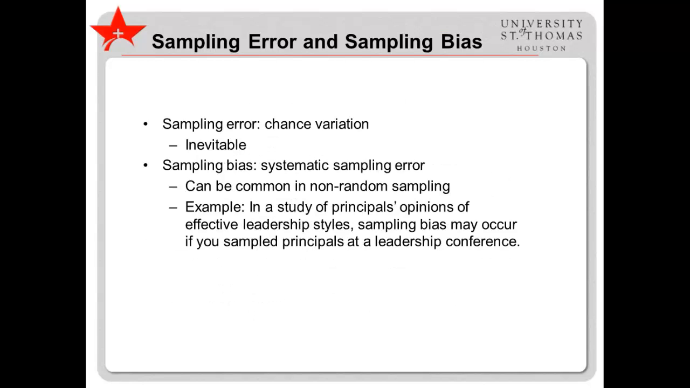Sampling error is chance variation that occurs when a sample does not represent the population. Sampling error is inevitable, as a sample can never match a population exactly. Sampling bias, however, is systematic sampling error. Bias, although unintentional, can be common in non-random sampling. For example, in a study of principals' opinions of effective leadership styles, sampling bias may occur if you sample principals at a leadership conference.